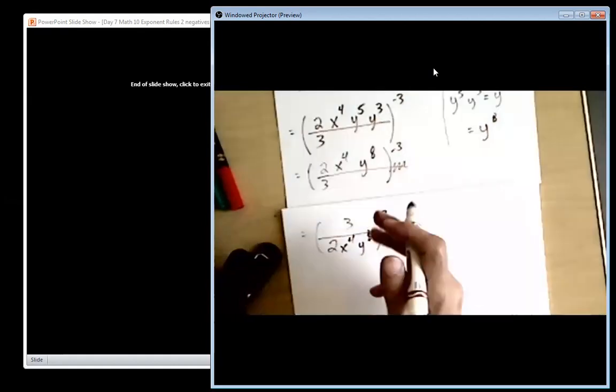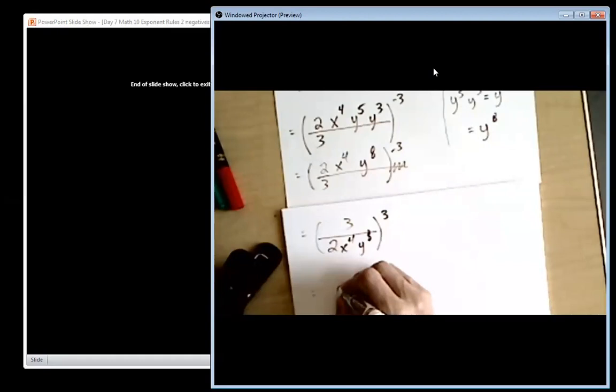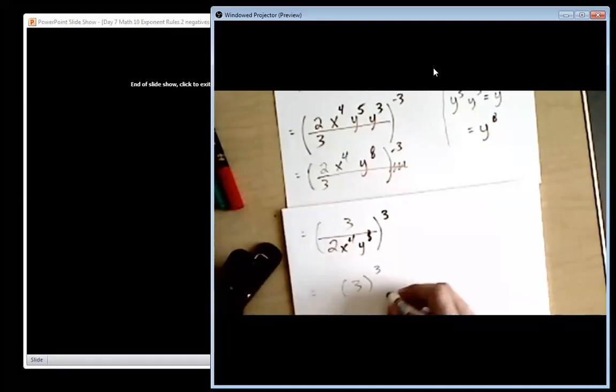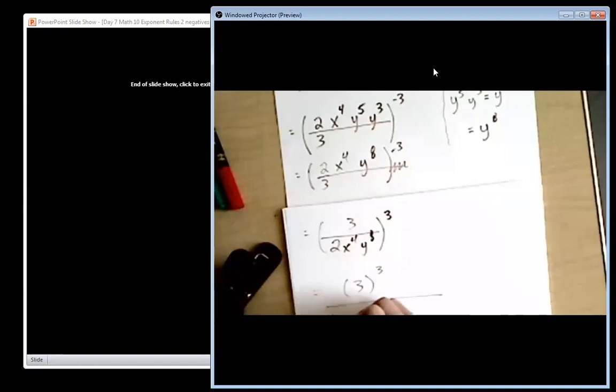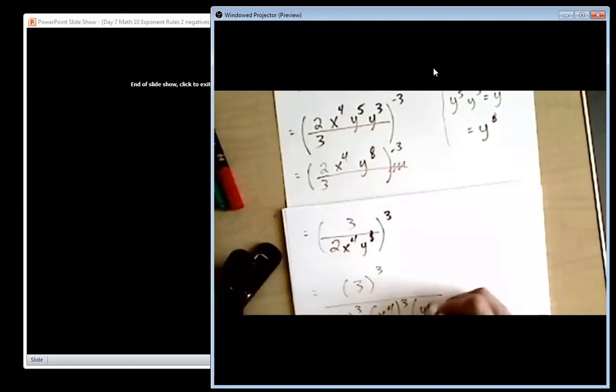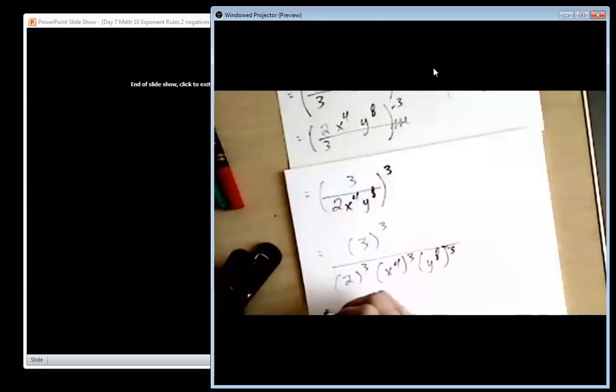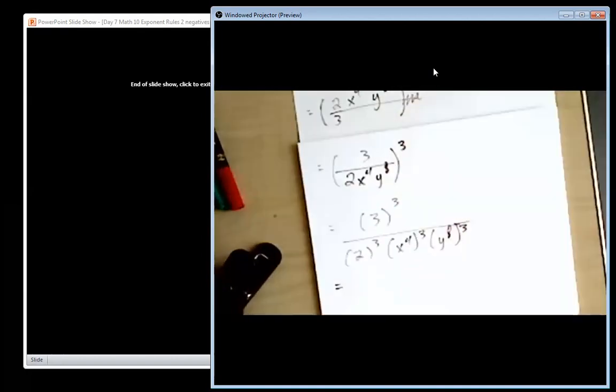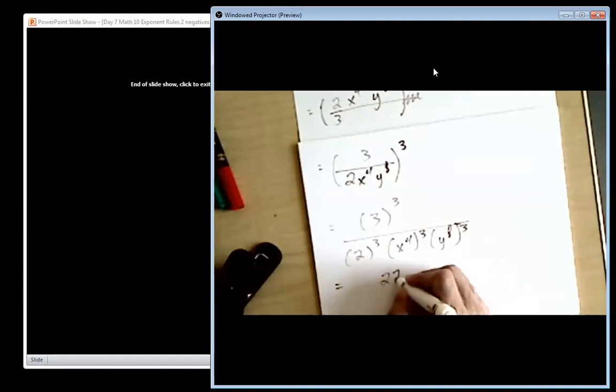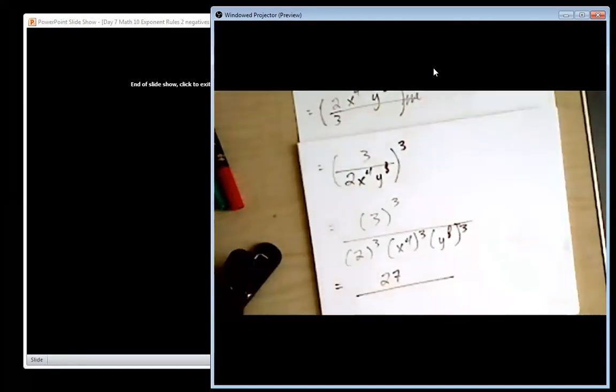Then yes, this goes to each thing. So the 3, the top gets that exponent of 3. 2 gets the exponent of 3. X to the 4 exponent of 3. One step away. Is it 27 now? Starting to work them all out? 3 to the power of 3? Yeah, it definitely is 27. On the bottom, 2 to the 3? 8 indeed.